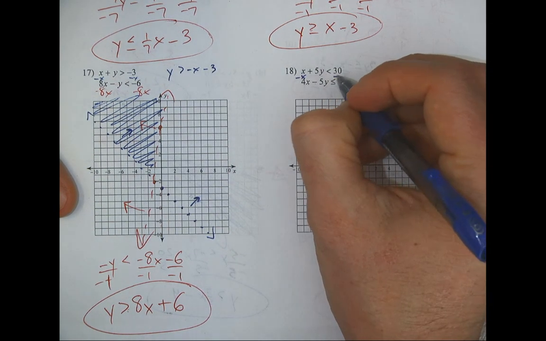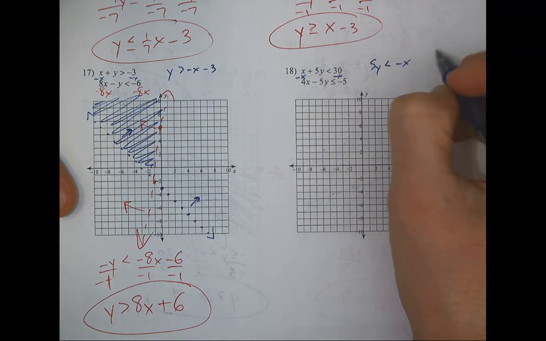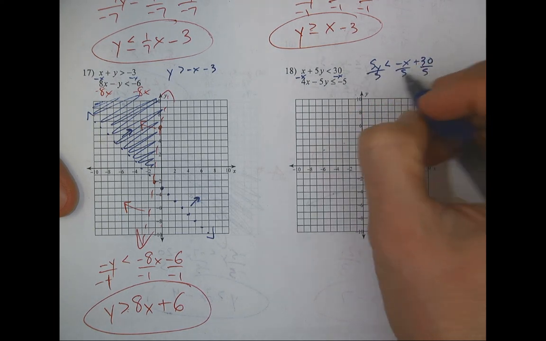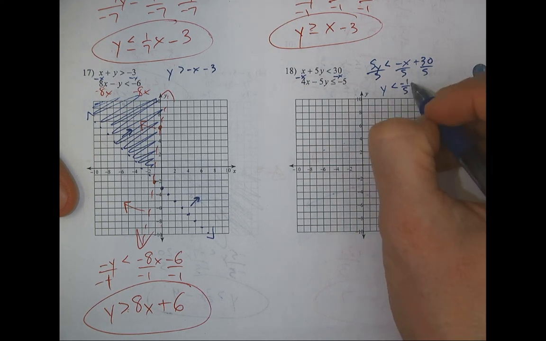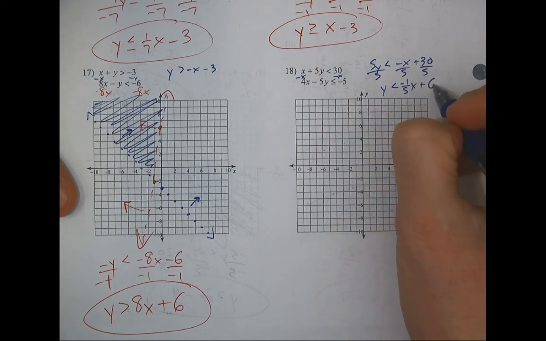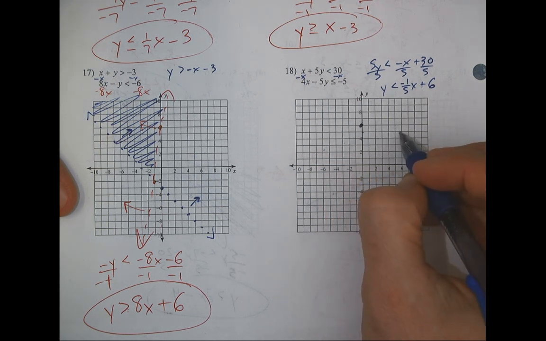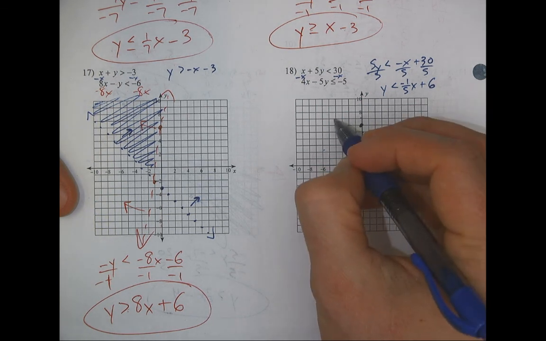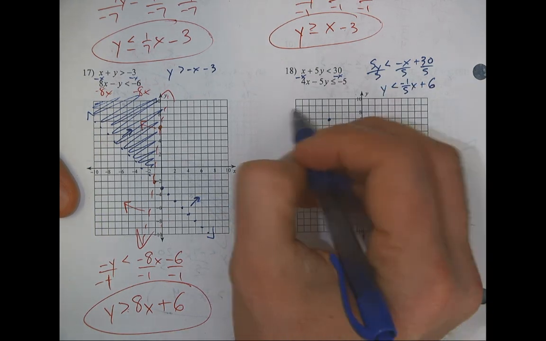Last one, 18. Get this x out of here. It's going to be a positive 5y. This is a negative x, positive 30. Divide by 5. Dividing by a positive, not flipping anything, still says less. Negative 1/5 x. This is plus 6. So starting at 6 and going down 1 over 5. Right here. Down 1 over 5. That's a dotted line.